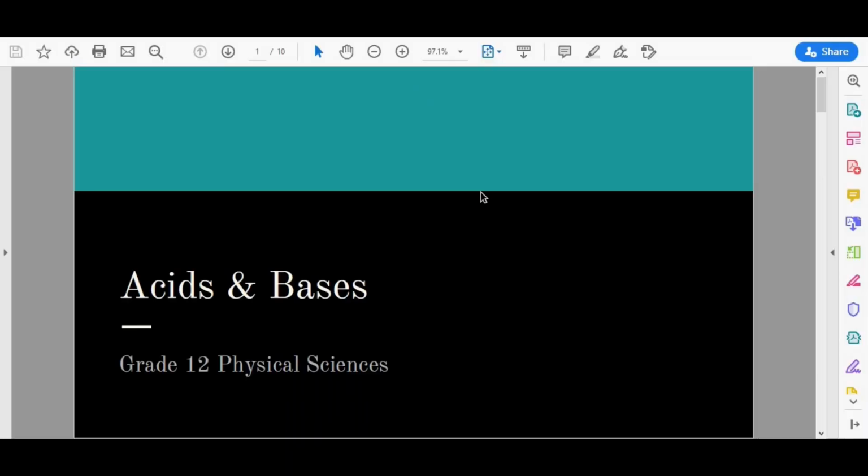Okay, so grade 12s today, we're going to continue with acids and bases. It is our unit that we are busy with, and we touched on it last week. And this is part 2. There's probably going to be a part 3 and part 4, possibly up to part 6, because there are so many different units within this section of acids and bases. So without further ado, let's jump straight into it.